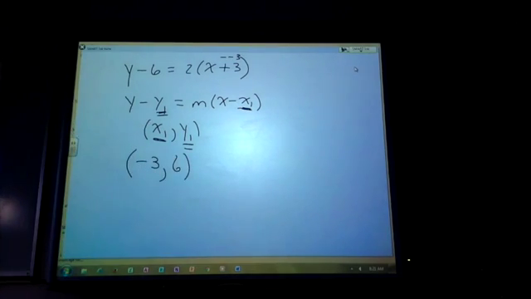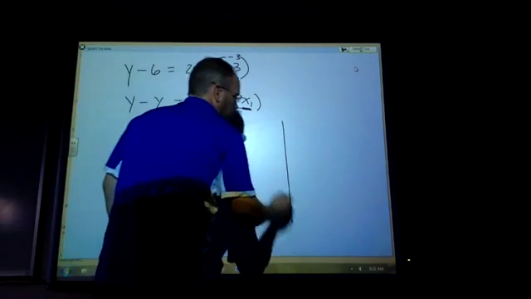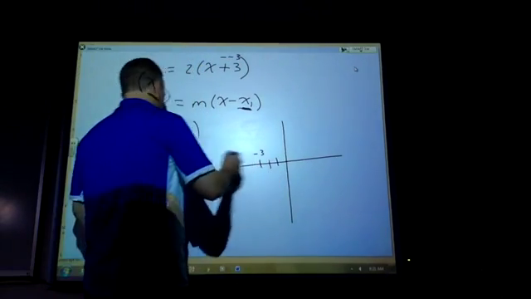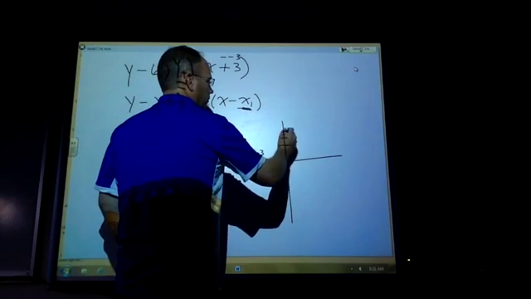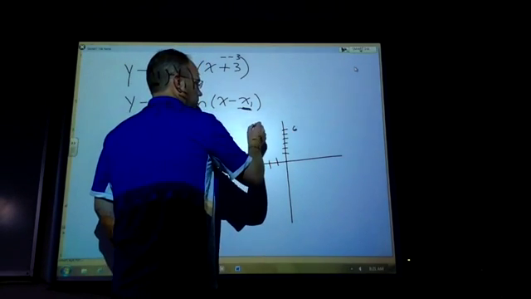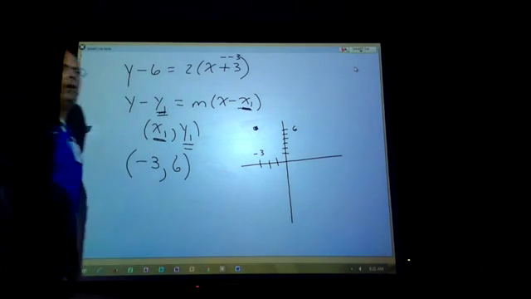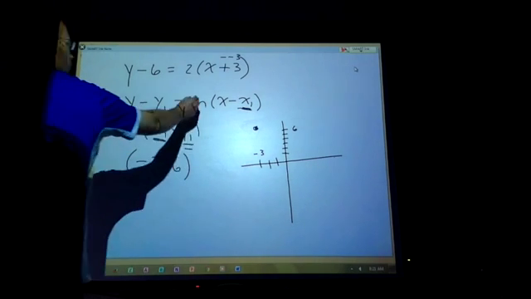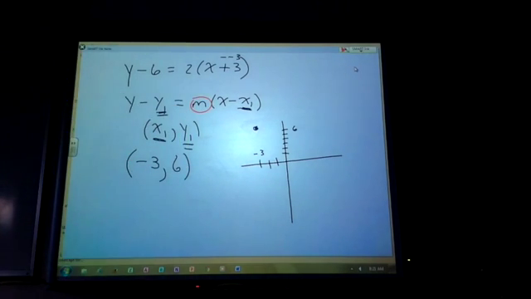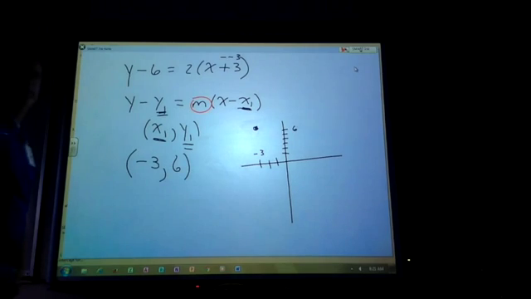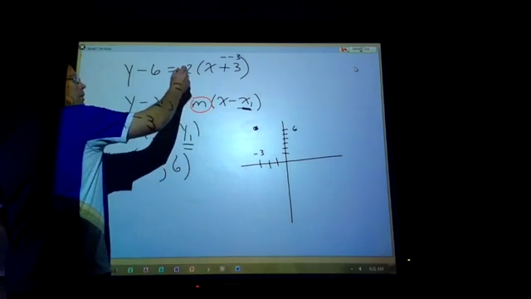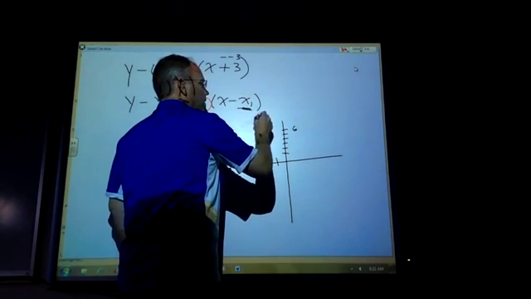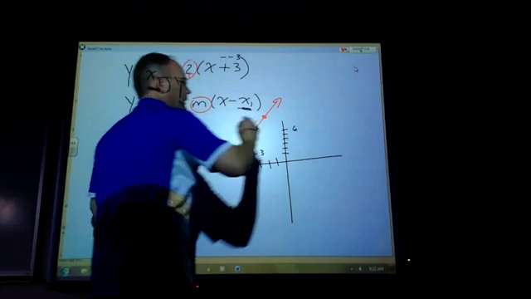Now you have a point, right? If you have a point, you can graph that point. So -3, +6. What else do I know off that, Casey? So slope. So what's the slope of our line up here? Over 1. So from this point, I'm going to go up 2 over 1. And that's all you do.